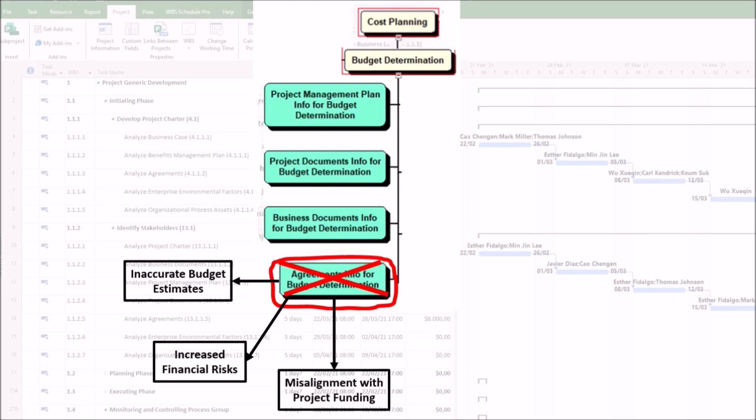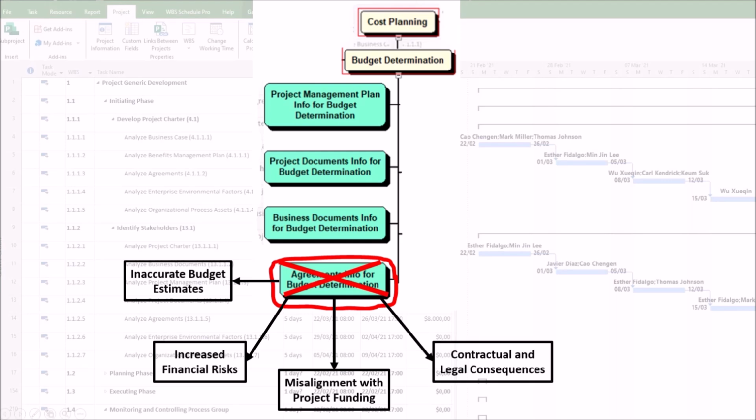3. Misalignment with project funding. First, funding shortfalls. If procurement costs from agreements are not synchronized with funding limits, the project may face liquidity issues mid-execution. Second, incorrect cost baseline. The budget may not reflect contractual obligations, causing discrepancies between planned versus actual spending in earned value management.